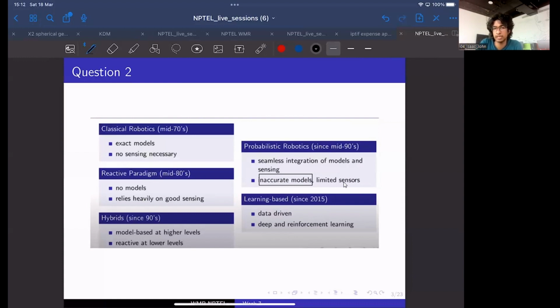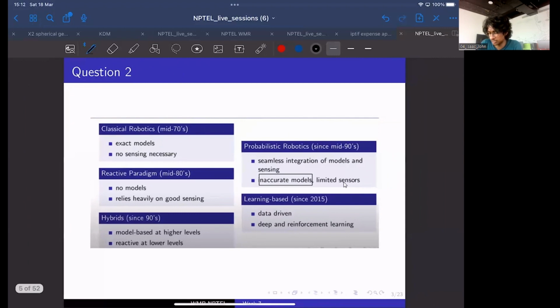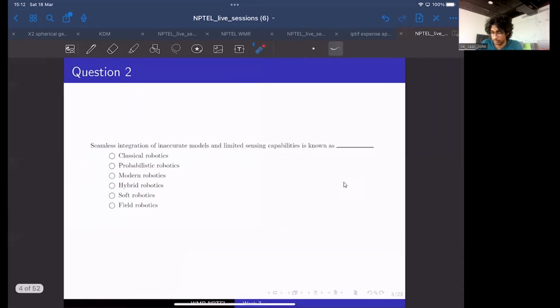So again, this is basically a definition kind of question. The question exactly asks this point: the seamless integration of models and sensing. That is exactly what the question says. So in that regard, the answer is probabilistic robotics. Seamless integration of inaccurate models and limited sensing capabilities is known as probabilistic robotics.